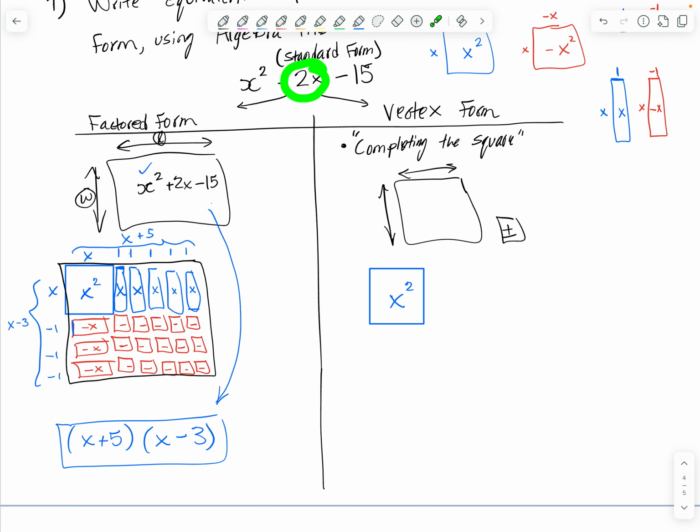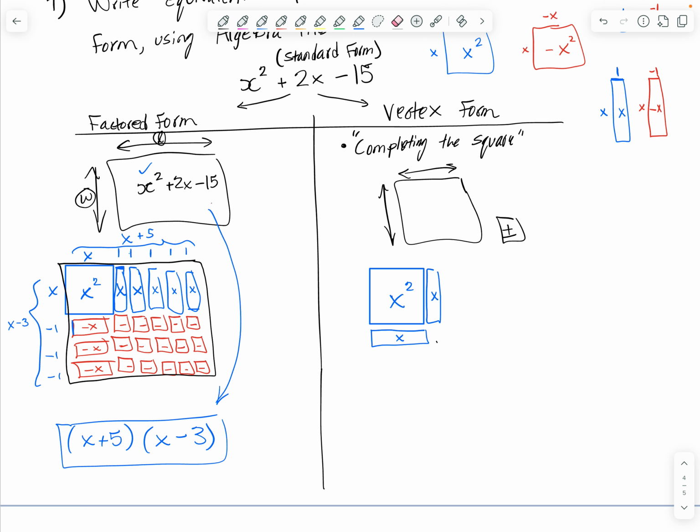I take whatever I have here and split it into two. The idea is you want to think of it as a square, so it needs to be somewhat symmetrical, right? That's the key property of squares. So to make it symmetrical, I'm going to take an x and put it here, and the other x I'm going to put here. Notice they're both positive because it's a positive 2x. So that's going to be an x and an x.